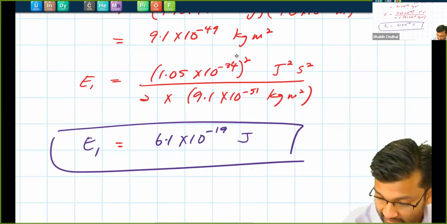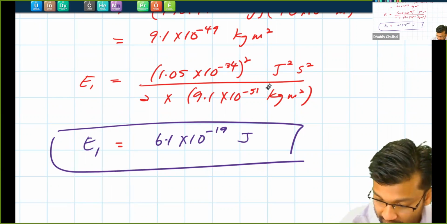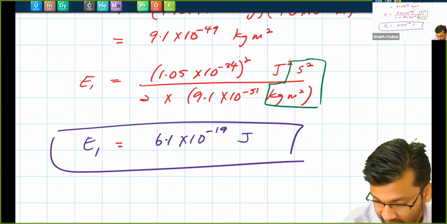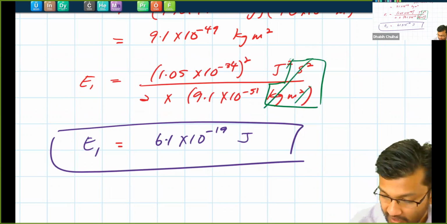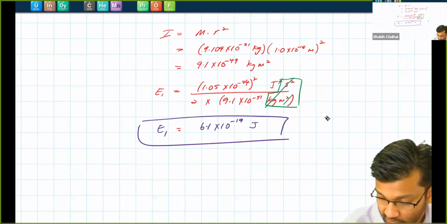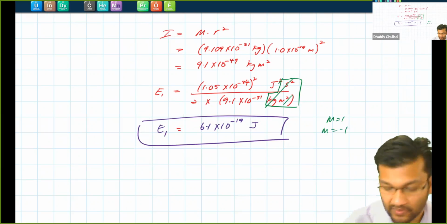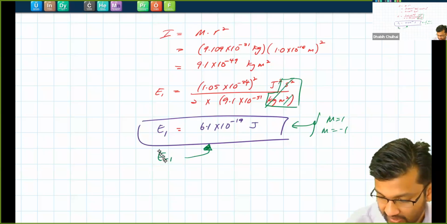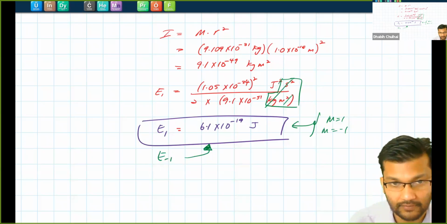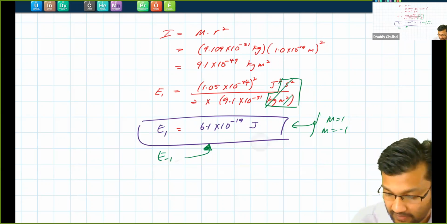So how do we end up with joules, by the way? Kilogram meter squared per second squared is joules, or 1 over joule, so that will cancel out with one of the joules up there, and we end up with joules. This is for m equals 1, but the answer will be identical for m equals minus 1. Positive 1, negative 1, they have the same energy. Does it all make sense?